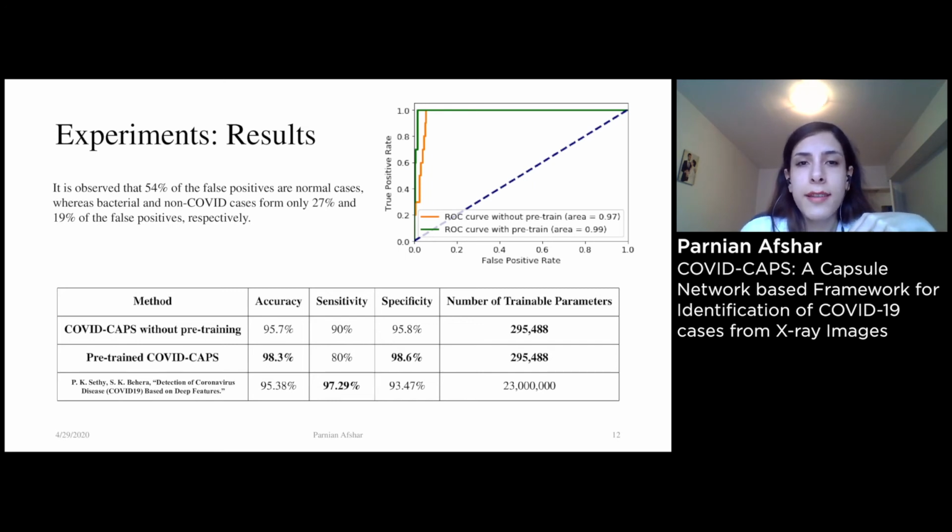We also investigated the false positives from the COVID CAPS to see which kinds of labels are more likely to be confused with COVID cases. And we observed that 54% of the false positives are just normal cases, whereas only 27% and 9% of the false positives are related to bacterial and non-COVID viral cases.